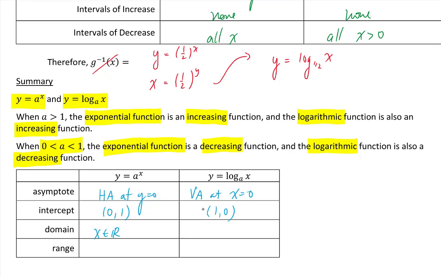The domain for an exponential is x is any real number, and for the logarithmic, x is any real number where x must be greater than 0, which matches the range of the exponential. The range of the exponential is y is any real number where y is greater than 0, and for the logarithm, y can be any real number.